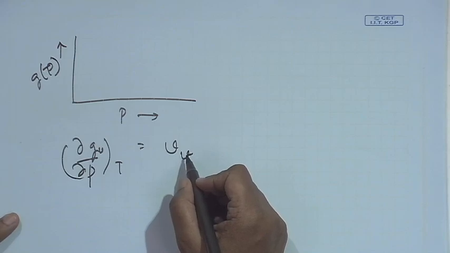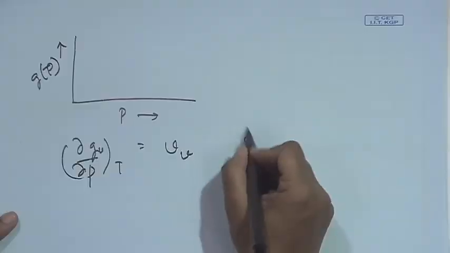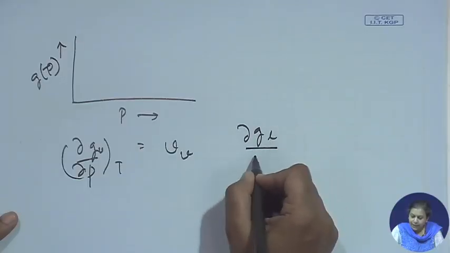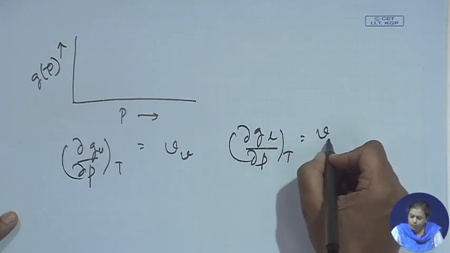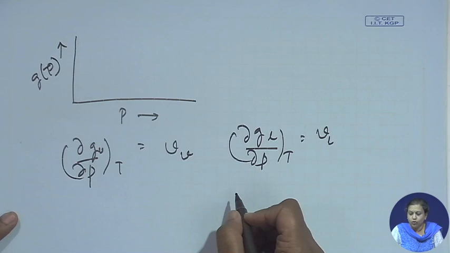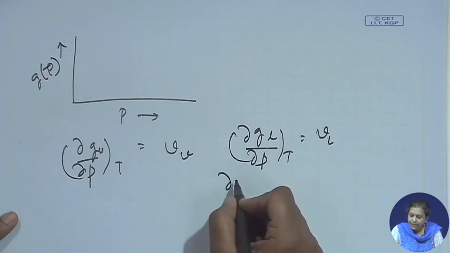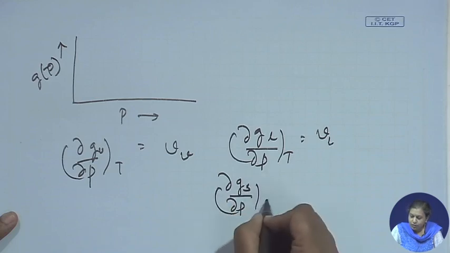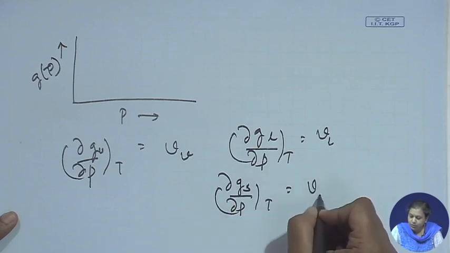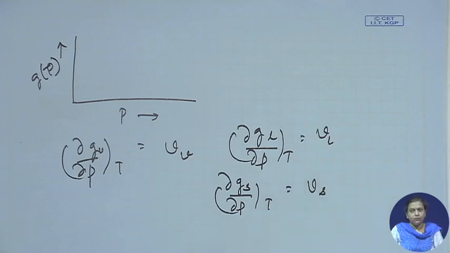Now this will continue till the vapor condenses to the liquid phase. Once it has condensed to the liquid phase, we find that del GL del P at constant T is going to correspond to the molar volume of the liquid phase, and then again beyond the melting point, del GS del P at constant T will correspond to the molar volume of the solid phase.